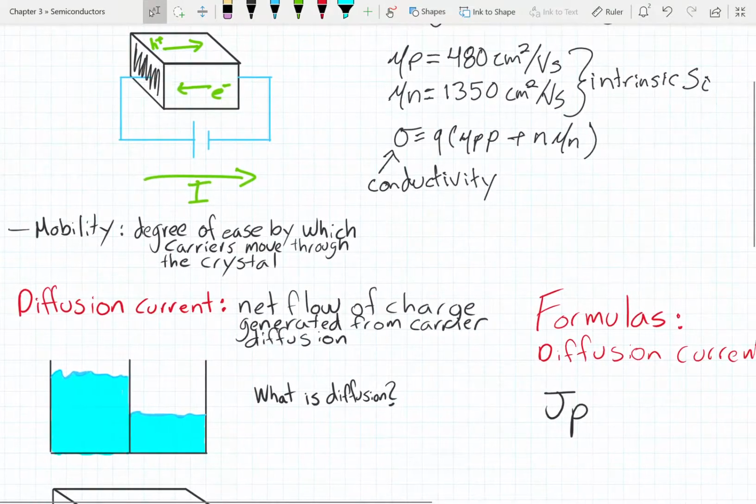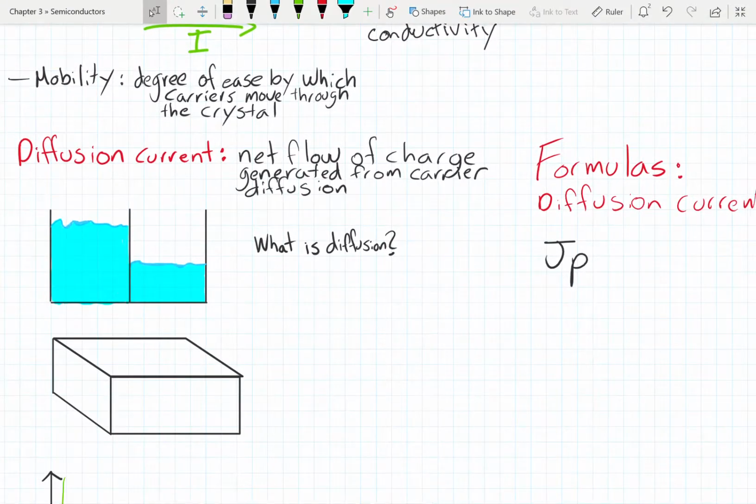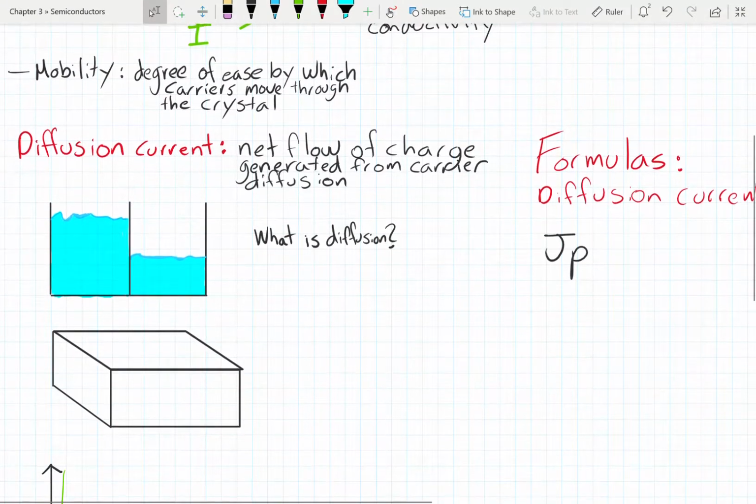So now we can move to diffusion current. Diffusion current at the beginning is a little bit more tricky, but it's not that bad. We have a definition right here. What is diffusion current? It is the net flow of charge generated from carrier diffusion. So what is diffusion? Diffusion of carriers, electrons and holes, occurs when the density is not uniform.